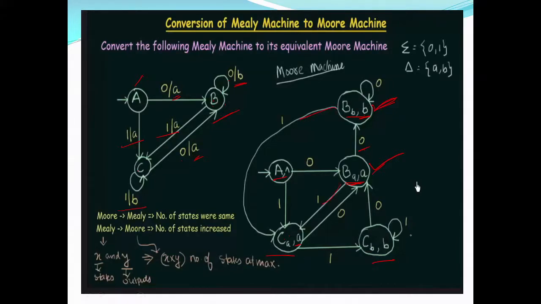Similarly, you can go for C transitions. C on 1 is going to C, output is B. Right? So this is your Moore machine.